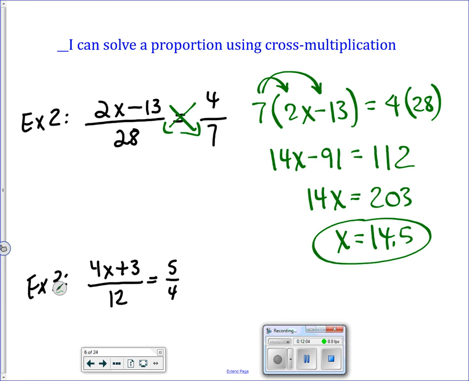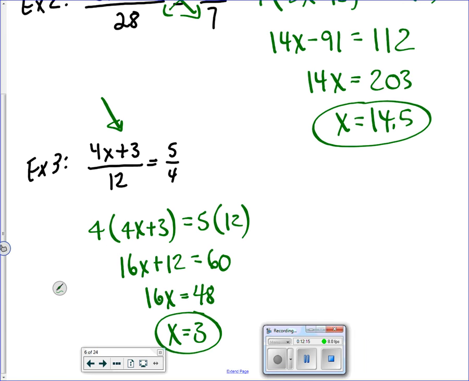All right, try your hand at this one. Put it on pause and come back and check your work. And there's that one. All right, let's move on.